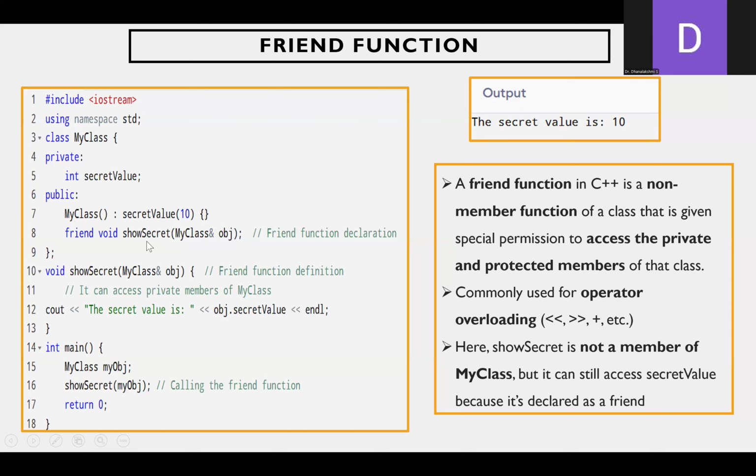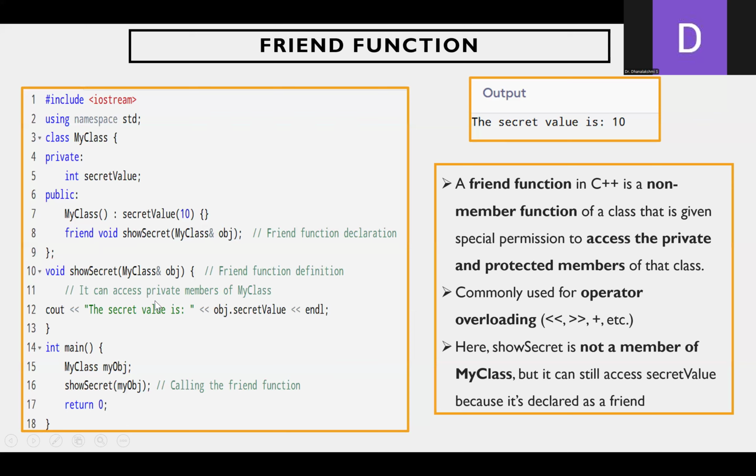So now comes the important part, the friend function declaration. We declare a function called secret and make it a friend of the class by writing the keyword friend before it. This gives the function special permission to access the private and the protected members of the class.